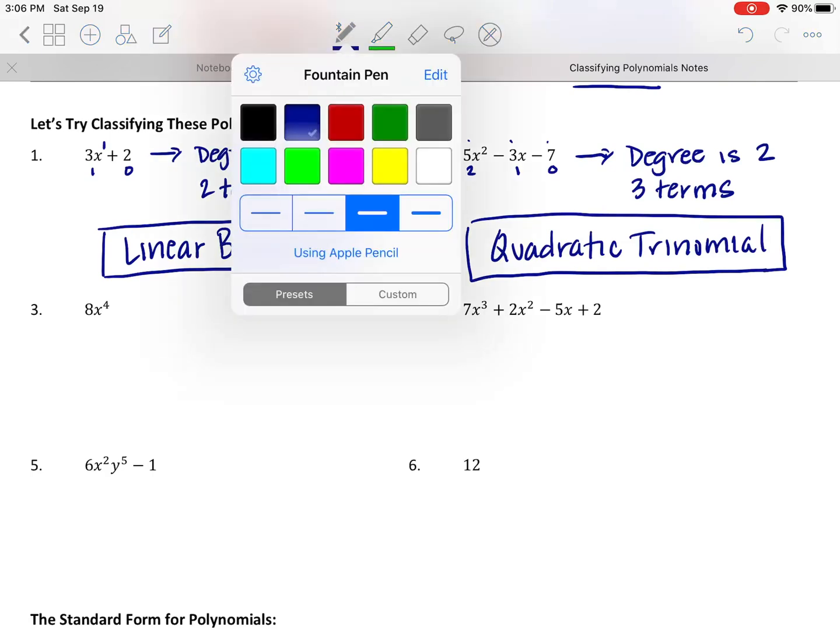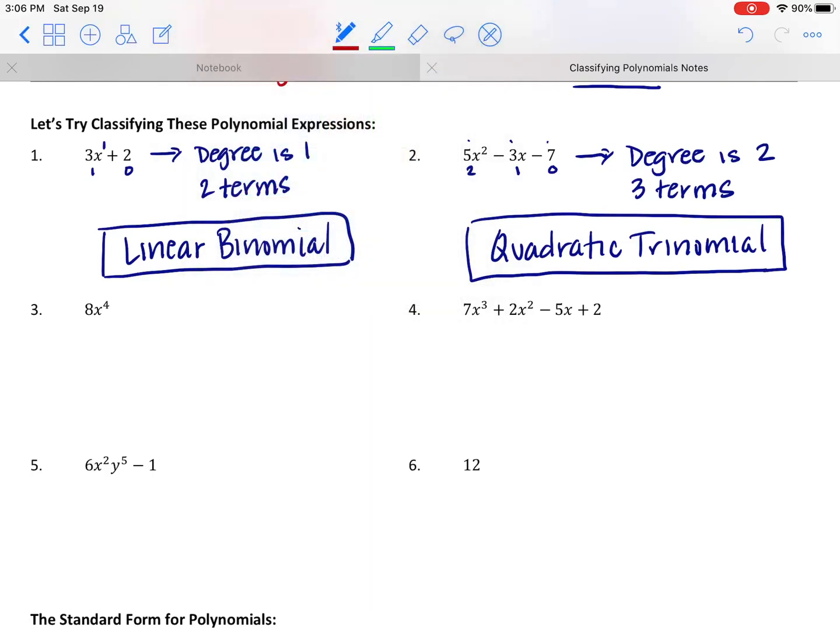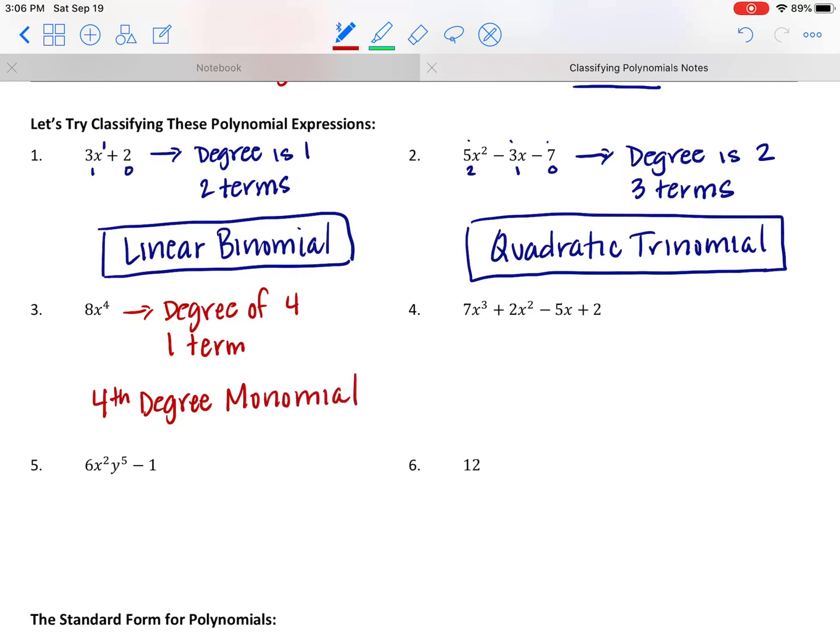Okay? How about 8x to the 4th? Let's see. 8x to the 4th has a degree of 4, and just one term. So if it's got a degree of 4, we're going to be non-specific and call this a 4th degree. And then one term would be monomial. So a 4th degree monomial.